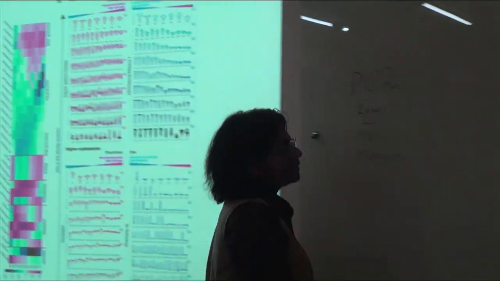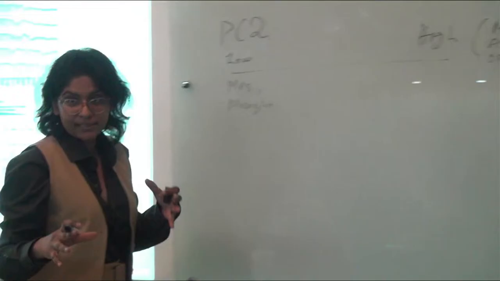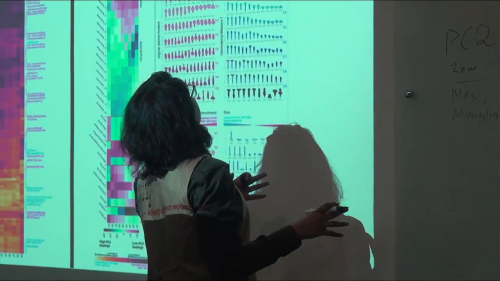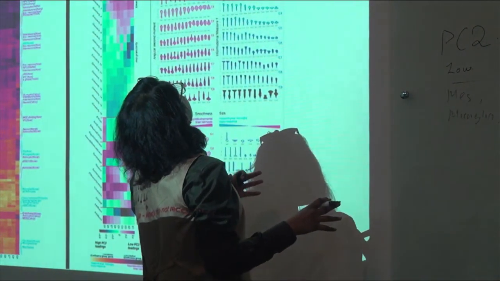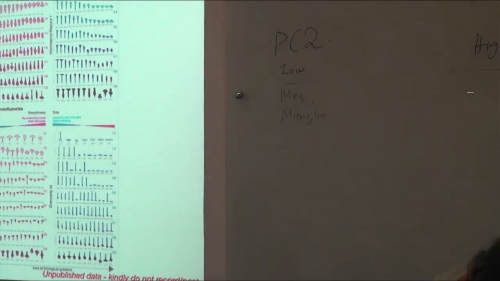So when at low confluency, right, when they're all separate as cells, right, what is happening is, even I myself cannot see this graph. Yeah.